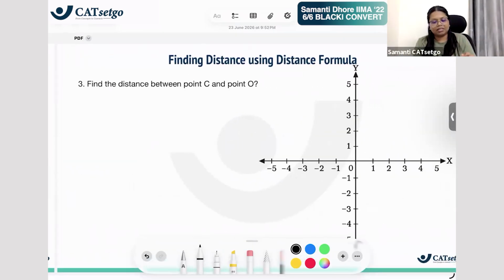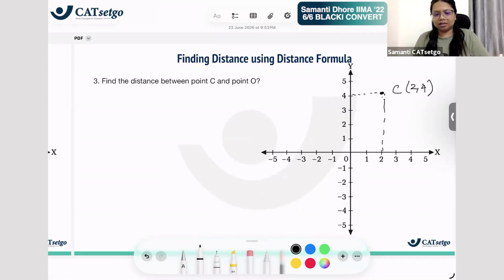Let us apply it. Find the distance between point C and origin accordingly. Point C, we had plotted. Let me change point C now. Let me change it and keep it somewhere else. I will keep point C here.